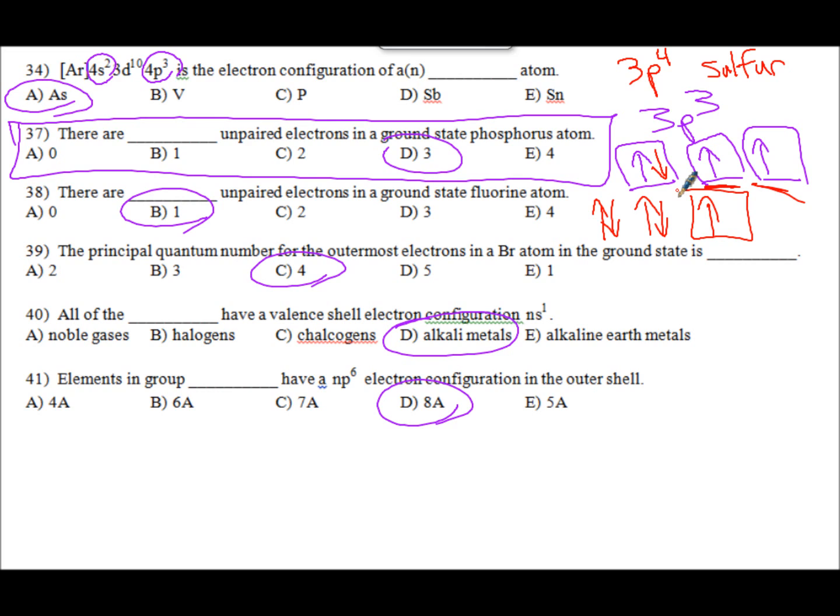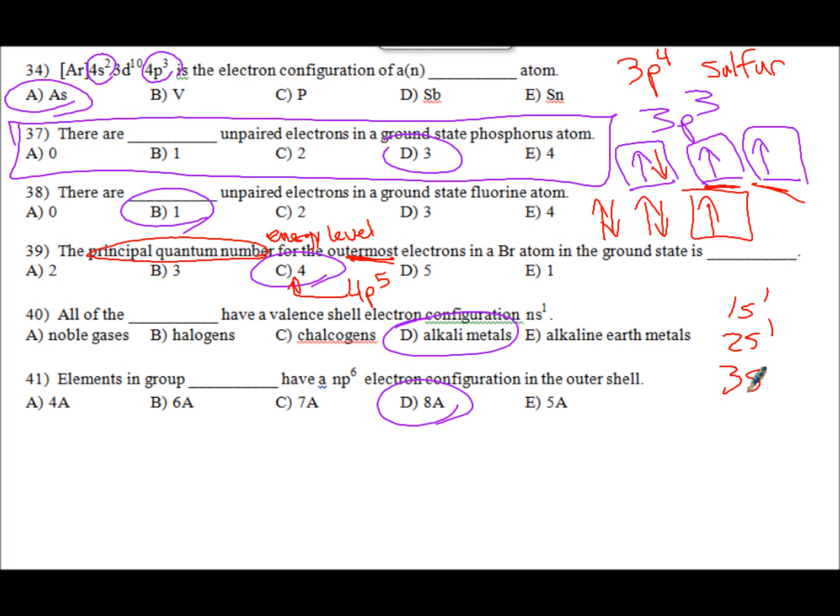Principal quantum number again is code for what is the energy level of the outermost electrons. So bromine is 4p5 at the end, and that's why we picked 4 here, because it's the 4th energy level, or 4th principal quantum number. All of the following have blank valence electrons of s1. So we're looking at 1s1, that's a 2. Good job.